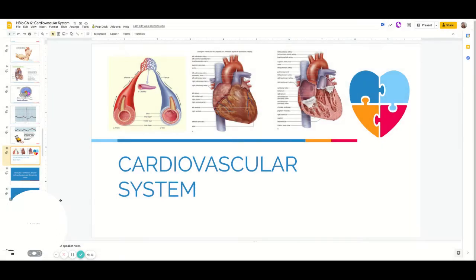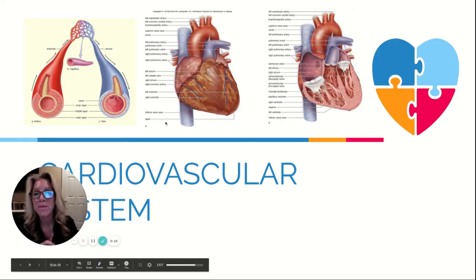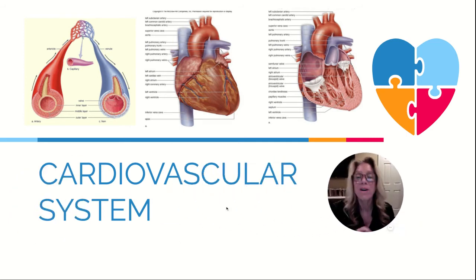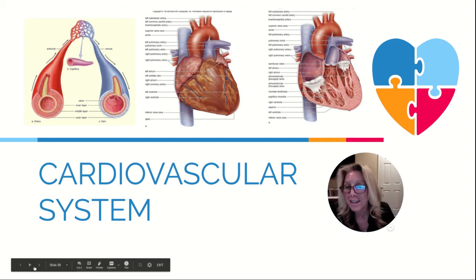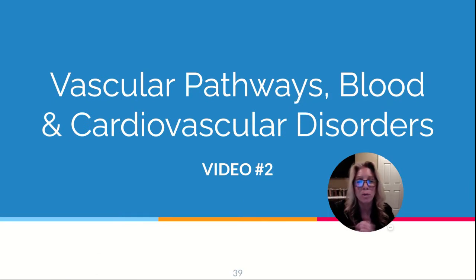So in video 1, we already discussed the different types of blood vessels, arteries, veins, and capillaries. We also discussed the structures of the heart and the pulse. So if that's what you need, go watch video 1. Here in video 2, we're going to focus on the vascular pathways. We're going to look at blood, the components of blood, and we're going to look at some cardiovascular disorders.